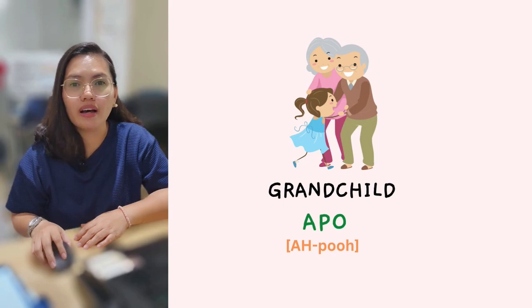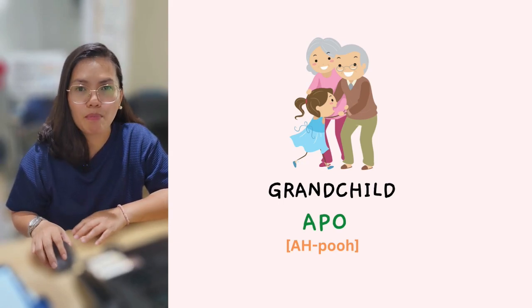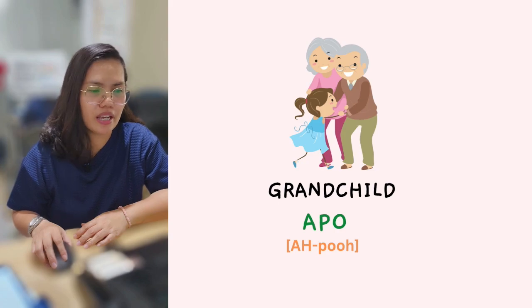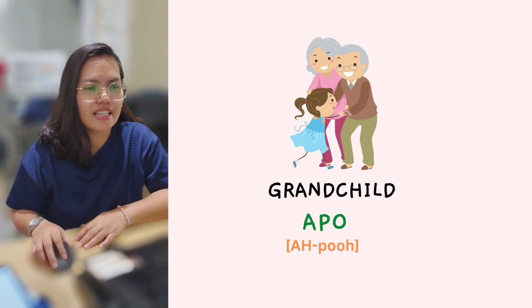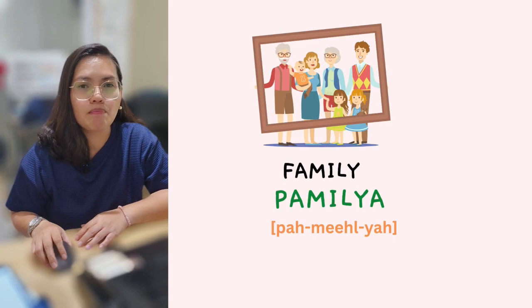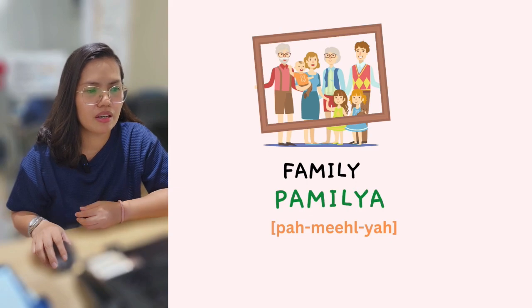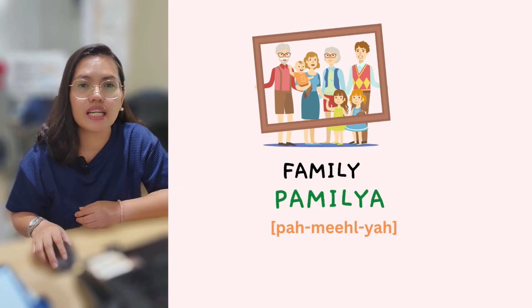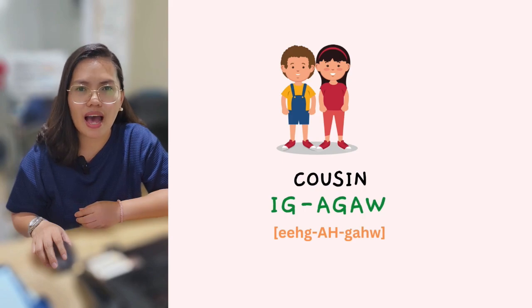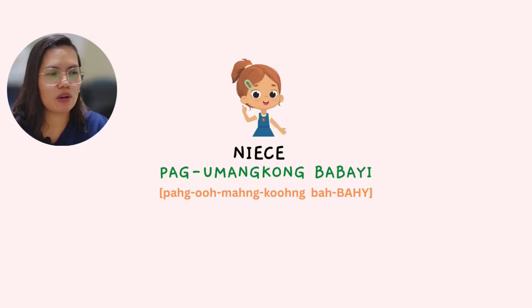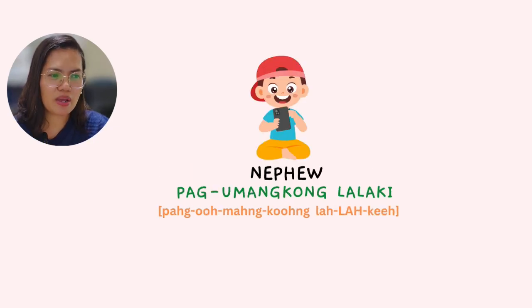Okay, next one, we have grandchild. Apo. Okay? Apo, grandchild. Next one, family. Pamilya. Okay? Pamilya, family. Next, cousin. Igagaw. Niece is pagumangkong babae. Next one, we have nephew. Nephew is pagumangkong lalaki.